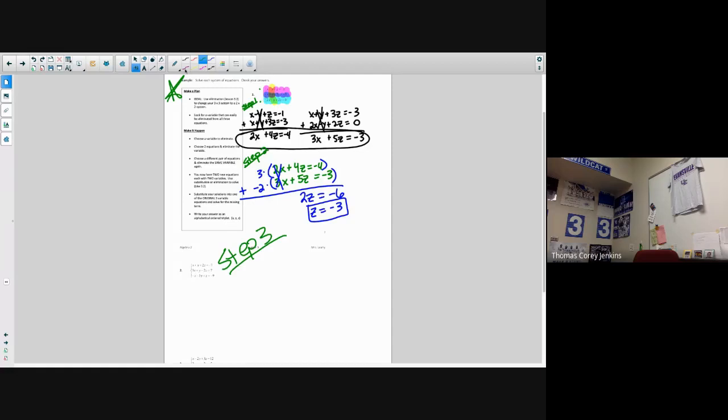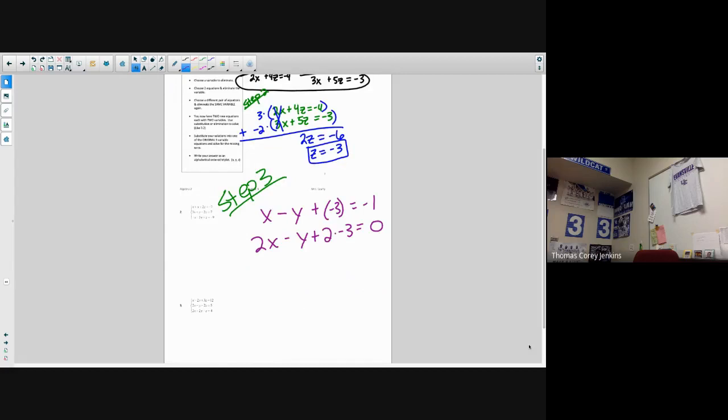All right, so I'll zoom in as well. So that would be x minus y plus -3 equals -1. And then we have, using the bottom one, 2x minus y plus 2 times -3 equals 0. Probably now looking at it, it would have been smarter to use one of the ones with plus y because these two would cancel directly, but that's okay. All right, so now that we have that, now we have a 2-variable system, right? Because this is no longer a variable.